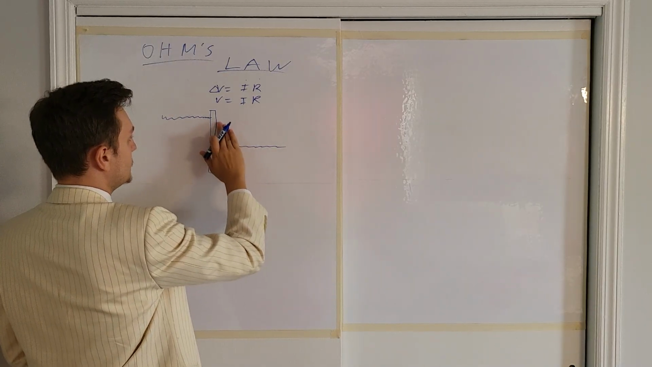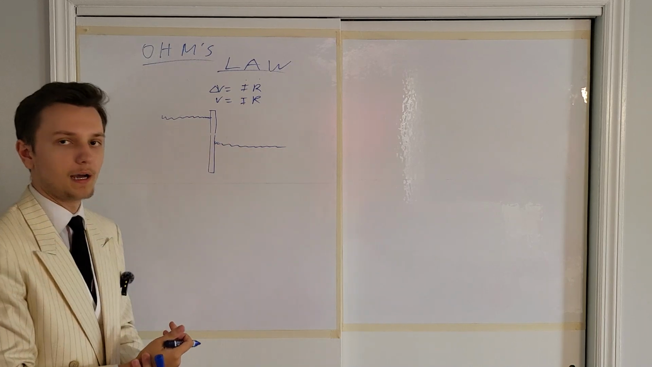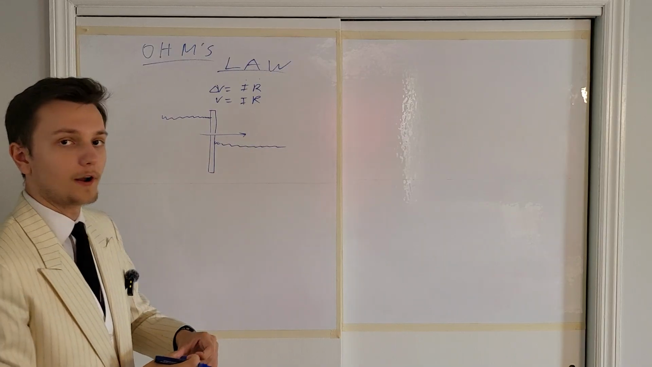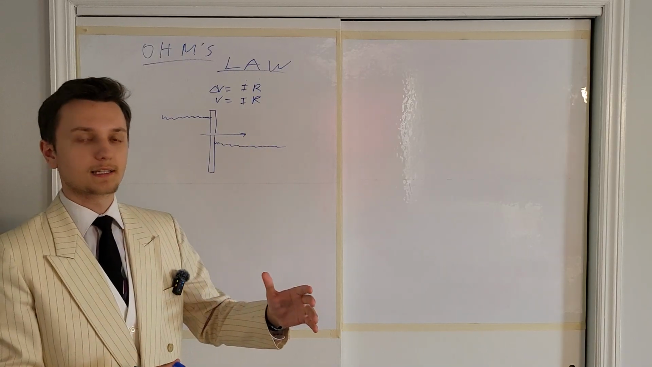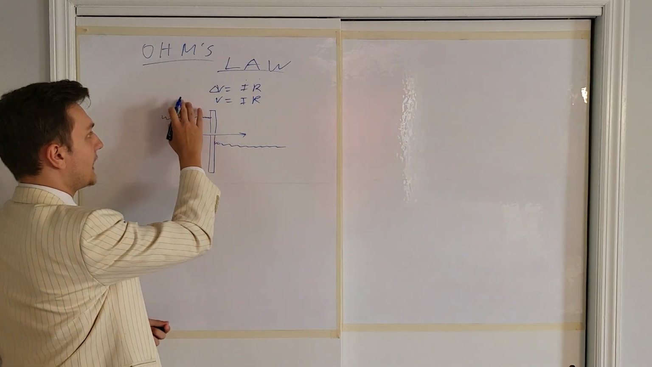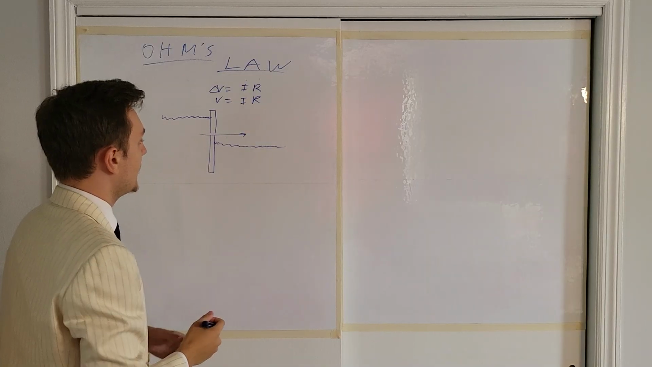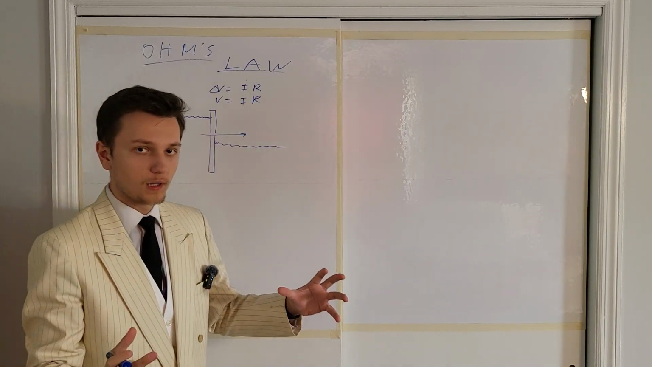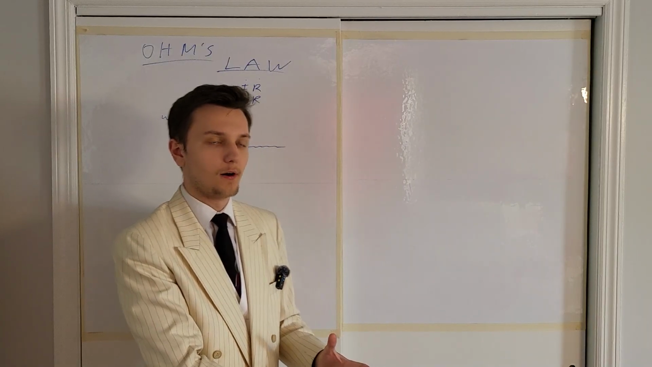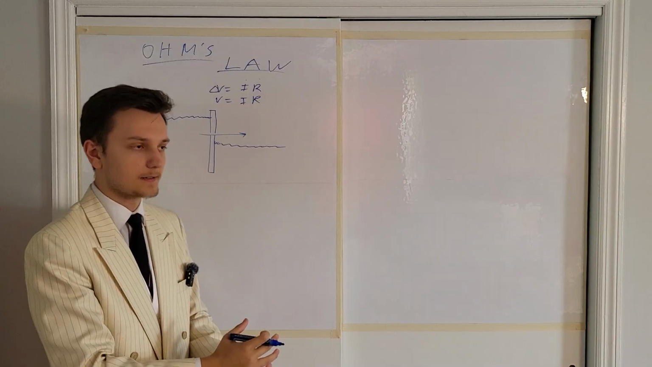If I were to make a small hole in my dam, then water would begin to flow through. The flow of water is my current in this analogy. Current flows from high potential to low potential, all right? And if I have a big hole in my dam, a lot of current is going to flow, okay? The size of the hole is my resistance, okay?